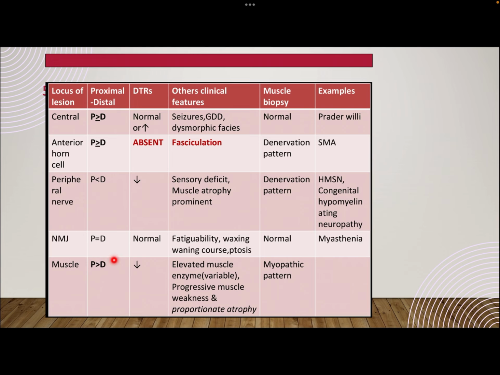In muscular defect, there'll be more of proximal weakness compared to distal. The DTRs will be absent. You can find elevated enzymes with progressive muscle weakness and proportionate atrophy. The muscle biopsy, if you do, you'll find myopathic pattern.